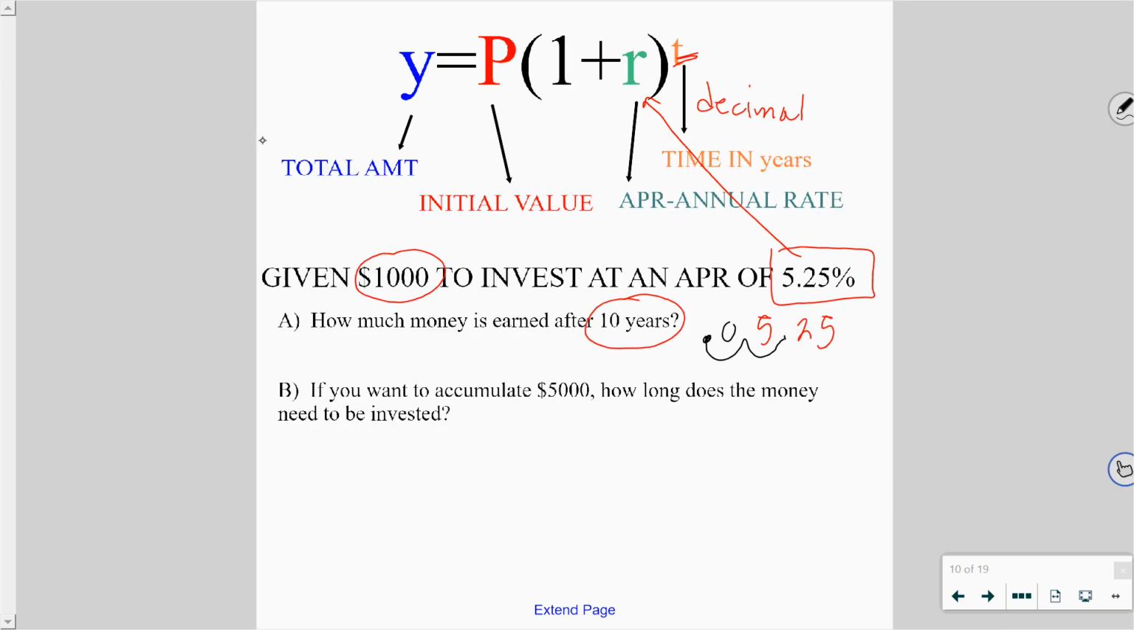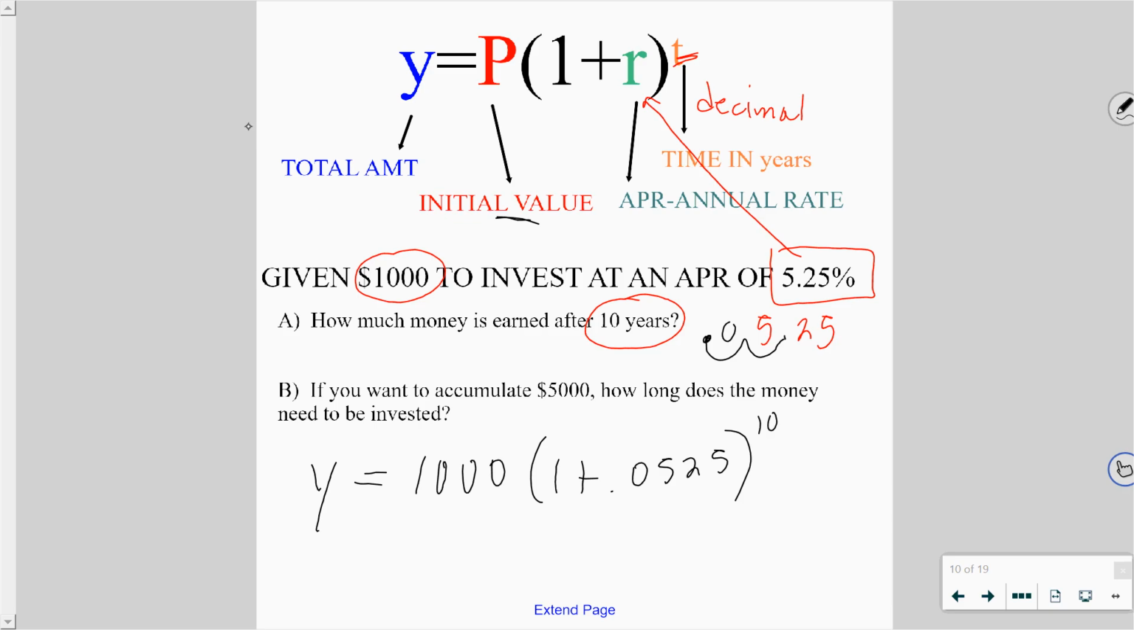Okay. All right. So let's set it up. Our P is the initial value. So that's going to be our $1,000. So then we're going to go 1 plus 0.0525, and we're going to raise it to the 10 years.